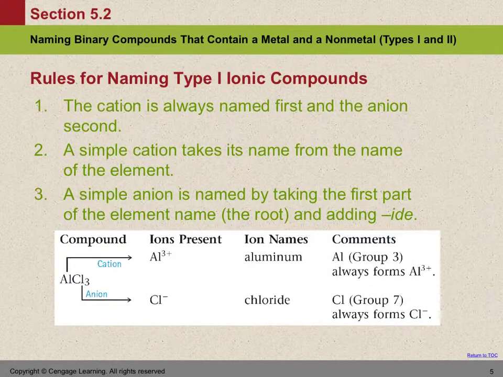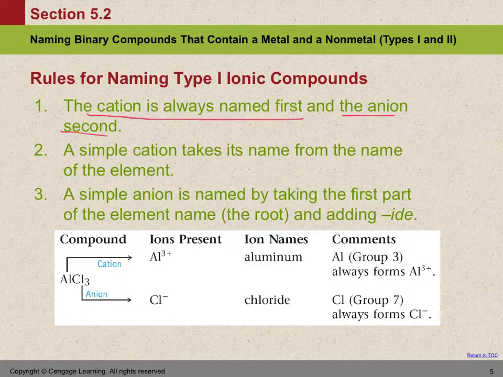Now we can talk about how we name these compounds. So when we name them, it's always the cation first and then the anion second. And that cation is always just the simple form. So hydrogen is hydrogen, sodium is sodium. Then that anion, we always add the -ide. So hydrogen fluoride, or sodium chloride.